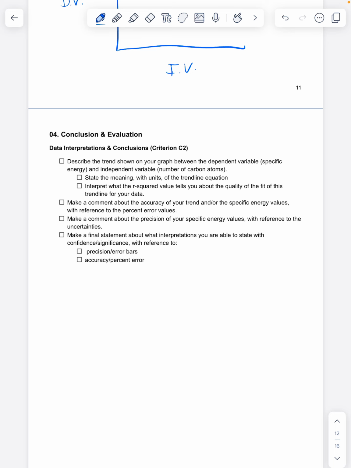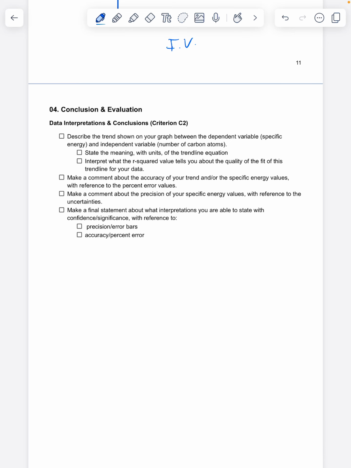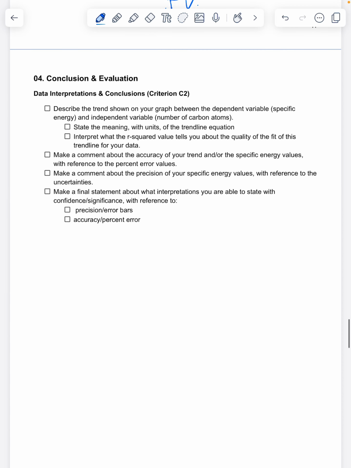Criterion C2, C3, and C4 have to do with conclusion and evaluation. So in Criterion C2, you have to interpret the data. That means describing the trends in the graph. You can be stating the meaning, with units, of the trendline equation. Usually the slope of the trendline equation is a good thing to reference.